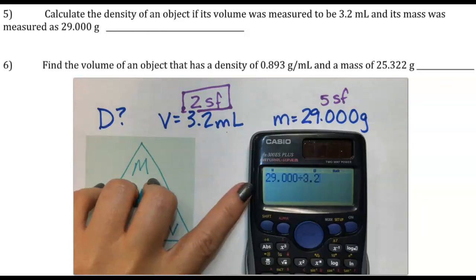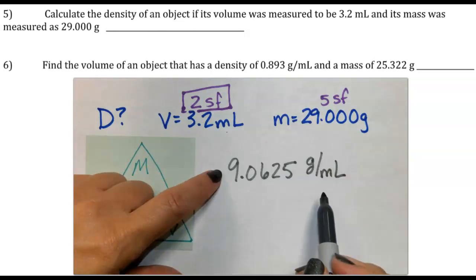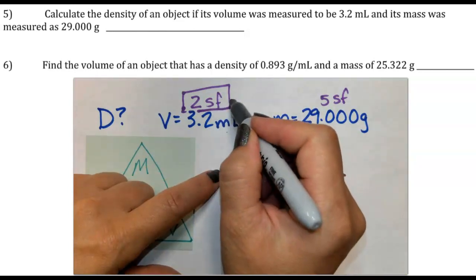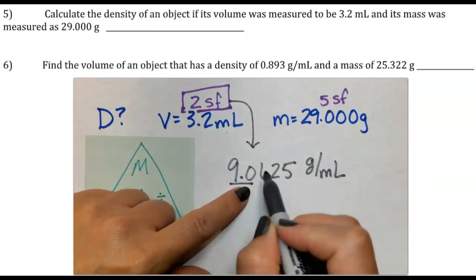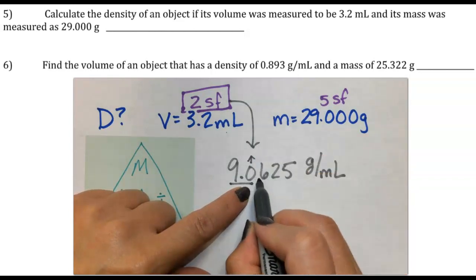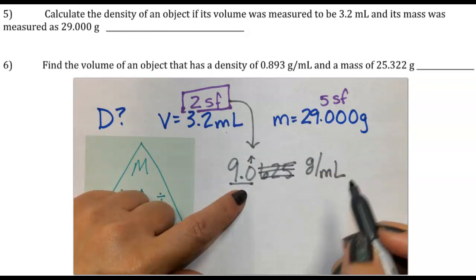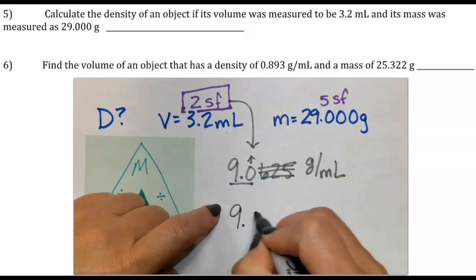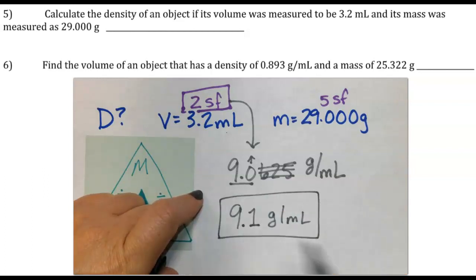So 29.000 divided by 3.2 gives us 9.0625 as my raw answer, grams per milliliter. And we can only have two significant figures, so I'm going to round it off here. That 0 is going to round up because it's followed by a 6. And because all of these numbers follow the decimal, I'm going to drop them. So this final answer is going to be 9.1 grams per milliliter.